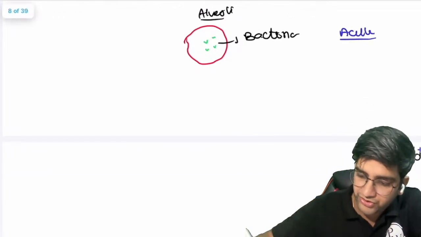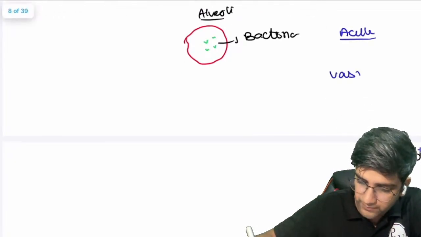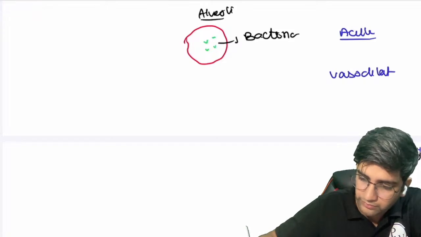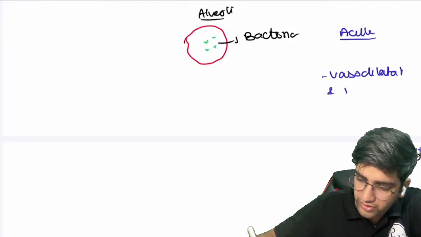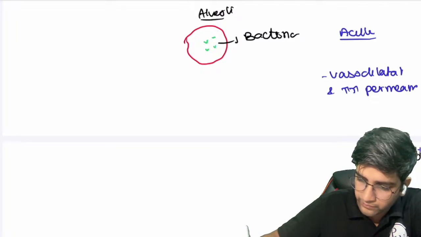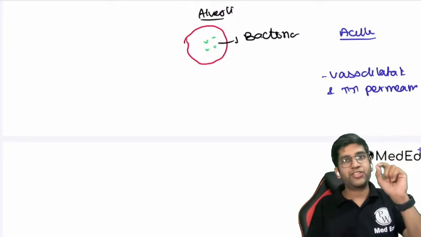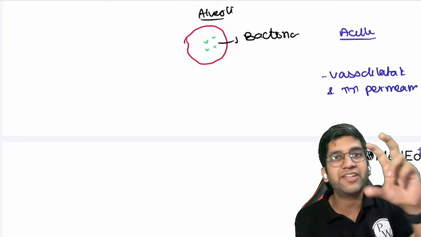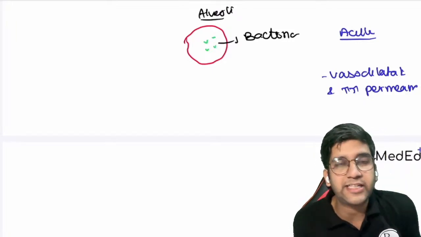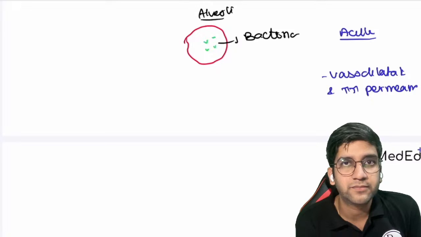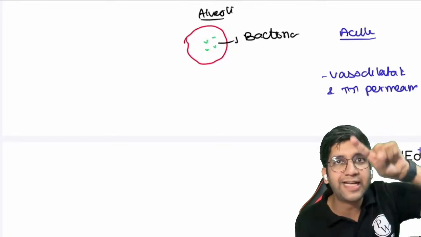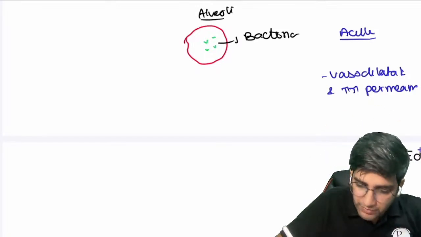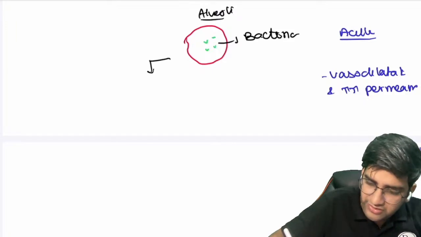So the first thing is vasodilatation and increase in vascular permeability. I'm having alveoli. Which vessels will dilate? Capillaries surrounding the alveoli will definitely dilate, right? So because of this, the first step for me is very, very simple.